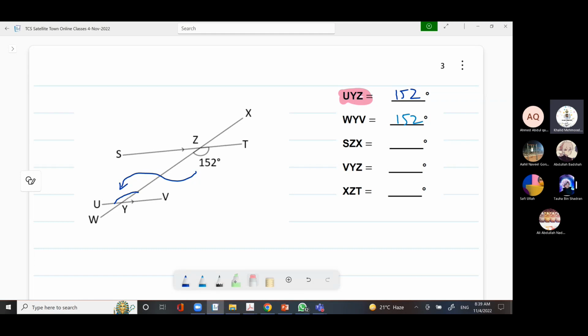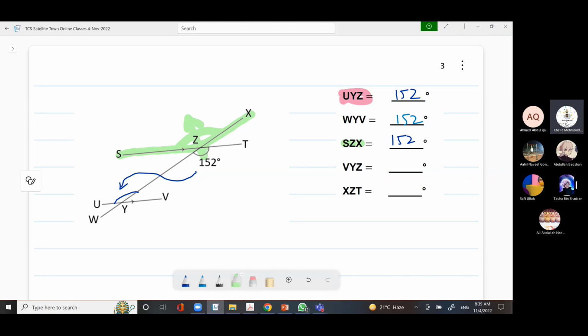Okay, next one is S, Z, X. Sir, it is 140. S, Z, and X. What about this angle? Sir, 140? 152. Why? Because it is a vertically opposite angle. Yes. So this is again 152.